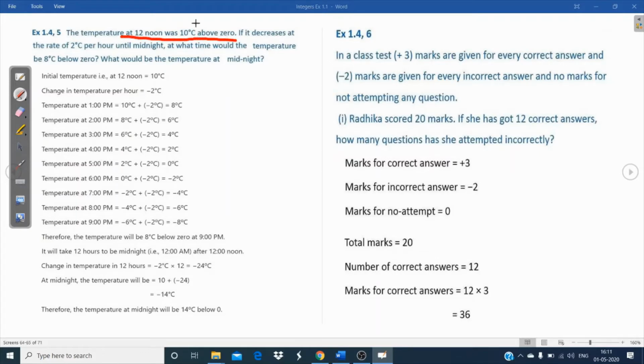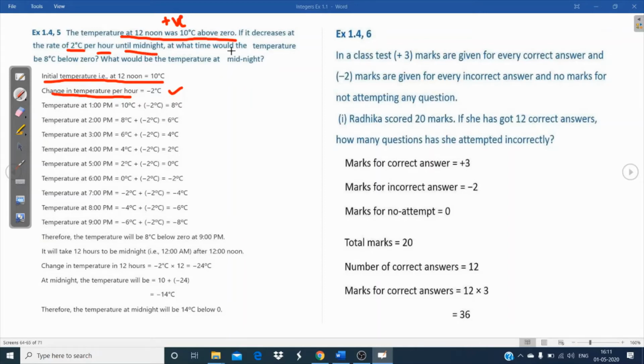above 0. This temperature is what? Positive, plus 10. So we can write the initial temperature at 12 noon is 10 degrees Celsius. If it decreases at the rate of 2 degrees Celsius per hour, it means the temperature is decreasing every hour by 2 degrees Celsius. Now the change in temperature per hour is what? Minus 2 degrees Celsius, because it is decreasing. Till midnight it is decreasing at the same rate.